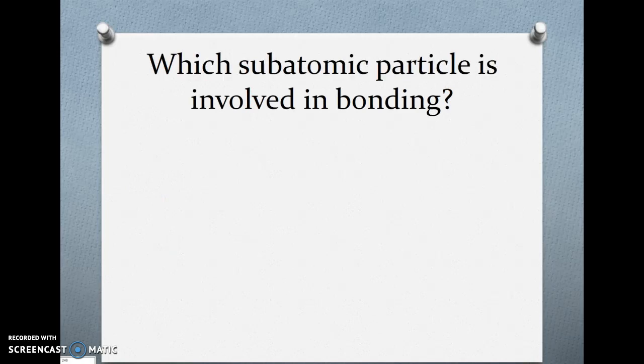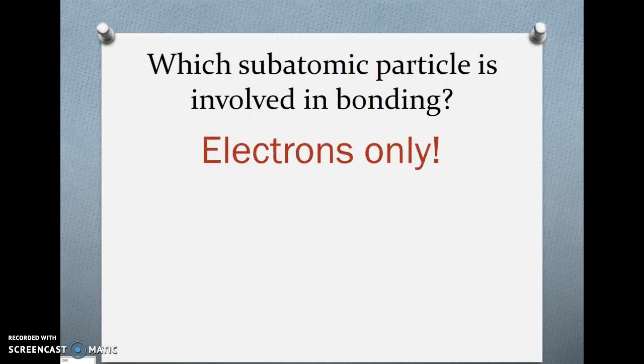So which subatomic particle is involved in all this bonding? What's controlling all this? And the answer is it's electrons. It's just the electrons. The protons do help determine the mass and the positive charge of it, but it's the electrons that are being changed around.